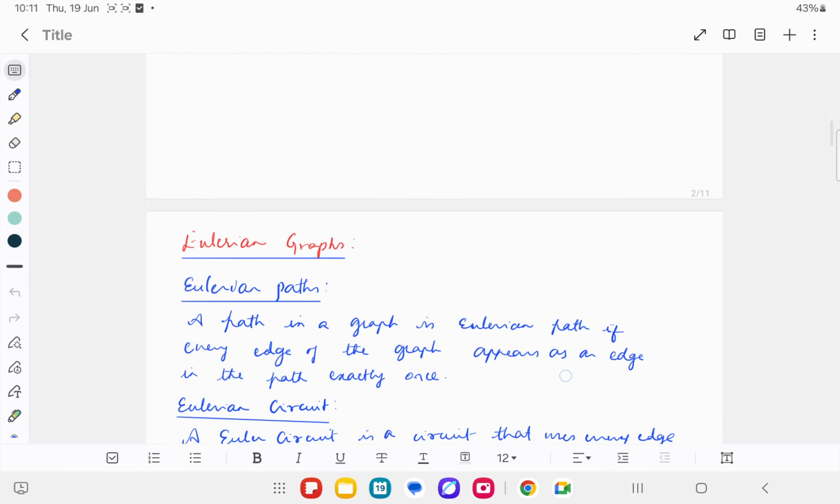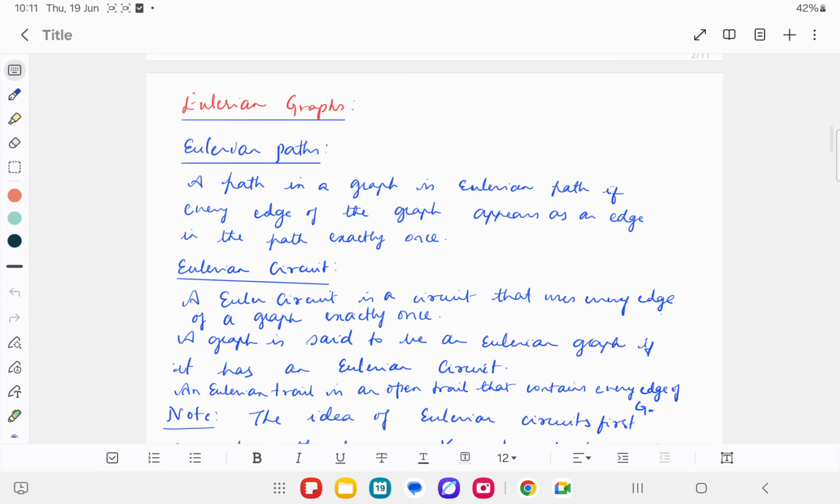So now we shall define what are called the Eulerian graphs. First we define the Eulerian paths. A path, you know, is a sequence of vertices and edges where no vertex or edge is repeated. Right? So keeping that in mind, we'll define the Eulerian path. A path in a graph is an Eulerian path if every edge of the graph appears as an edge in the path exactly once. If you just consider a path, it may be a part of the graph, whereas an Eulerian path covers all the edges of the graph exactly once.